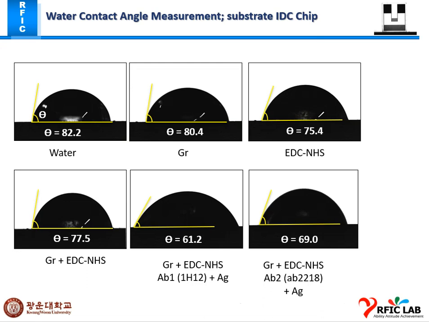And this one is the water contact angle measurement. I already mentioned here, the angle always changes as per the solution, as per the sample, and we got different angles by using different kinds of antibody. 1H12 has 61.2 and AB2218 has 69.0.